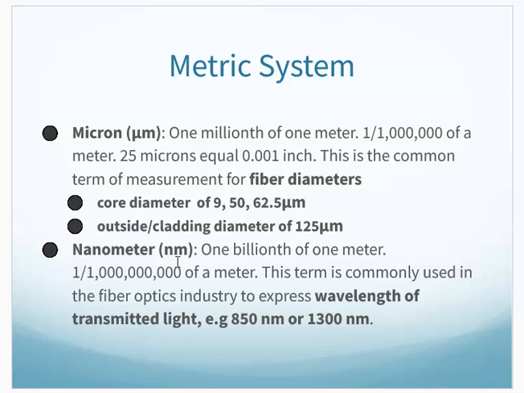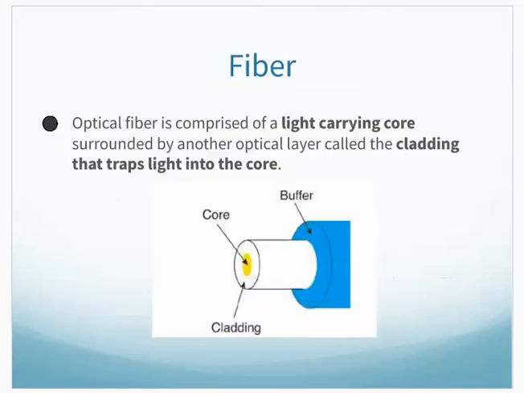Nanometer is what we use to measure or reference the wavelength of light that's moving through the fiber. So a nanometer is 1/1,000,000,000th of a meter. This gets used to reference the wavelength of light, 850 nanometers or 1,300 nanometer wavelength light source.